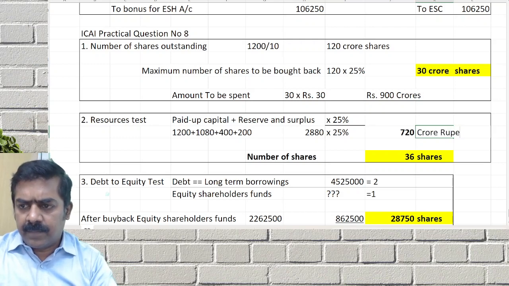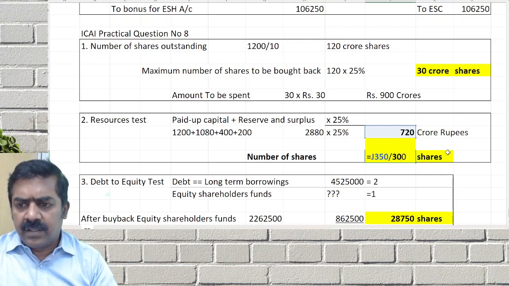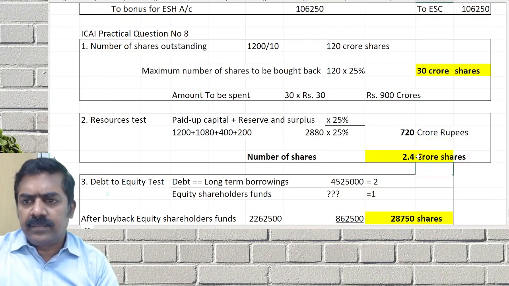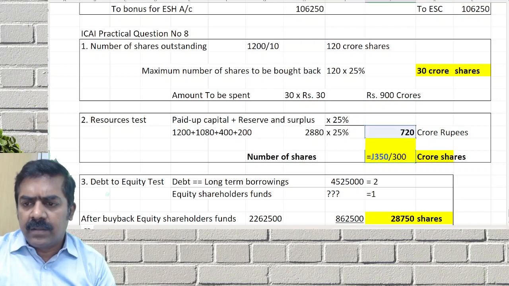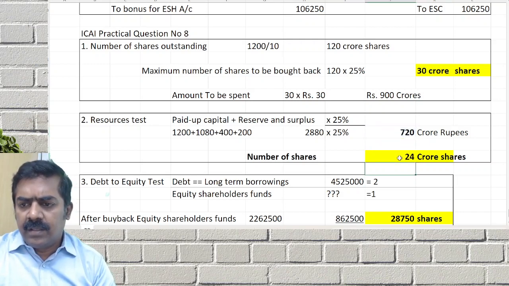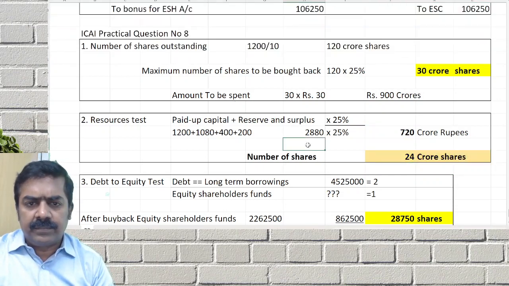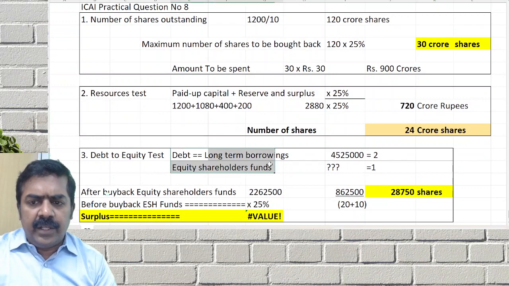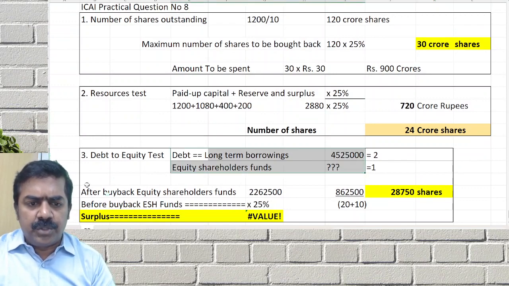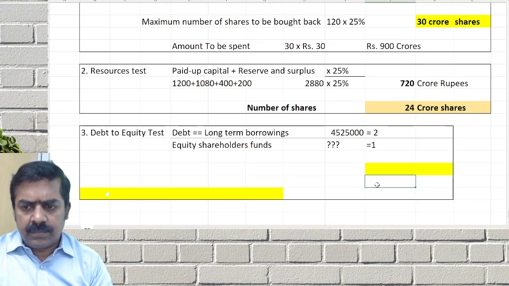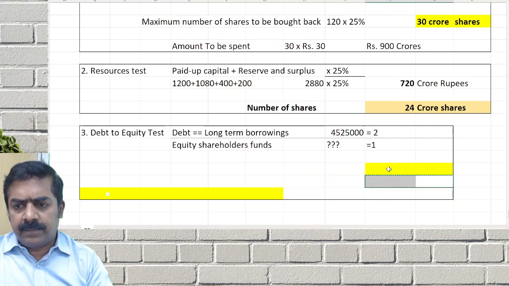rupees. With this, how many shares can be bought back? 30 rupees now. 24 crore shares only can be bought back. Right? Debt equity test we have to apply for two situations. Try it and let us see.